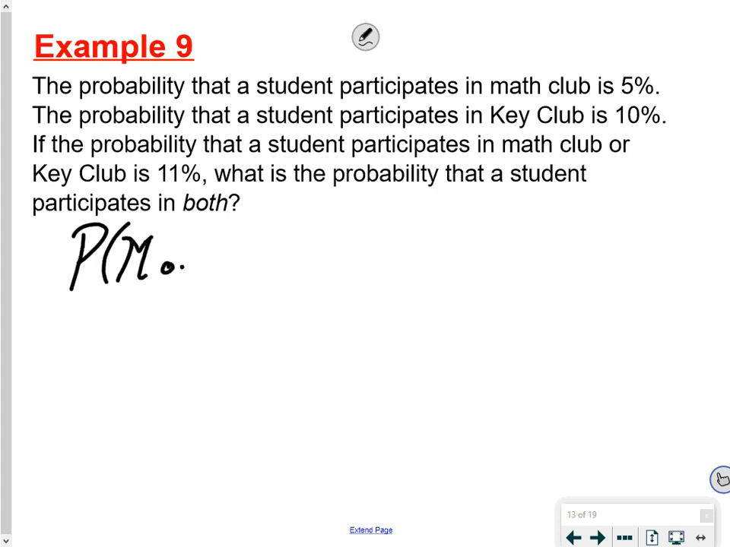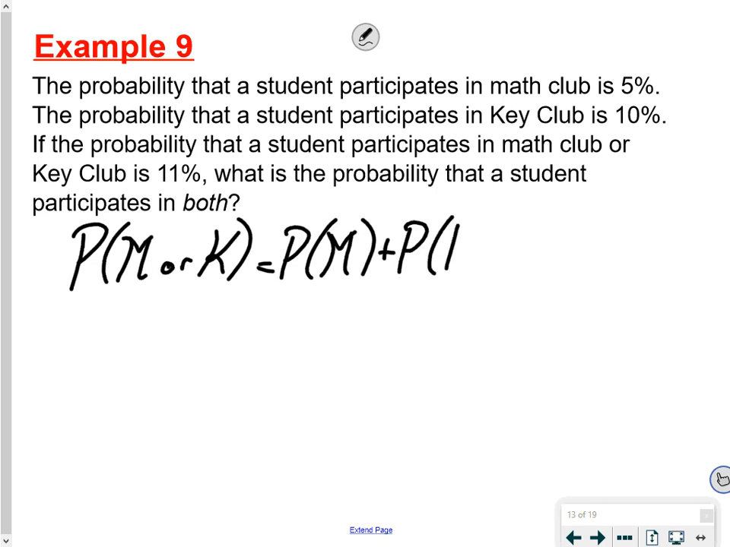The probability that a student participates in math club or key club is the probability that they participate in math club plus the probability that they participate in key club minus the probability that they participate in both, which would be the probability of M and K. We know that there's some overlapping here. Okay, 5 plus 10 does not add up to 11.